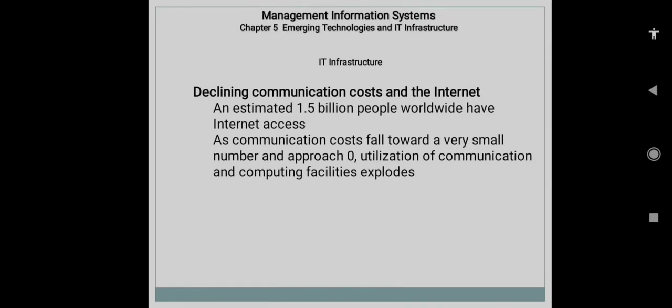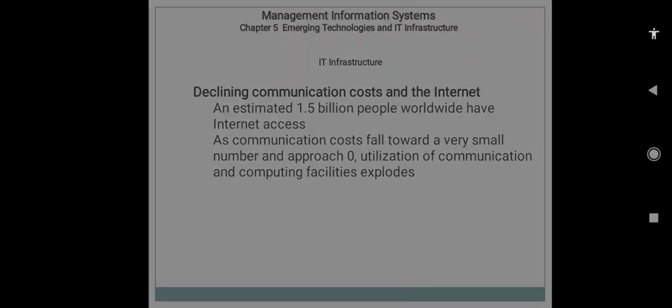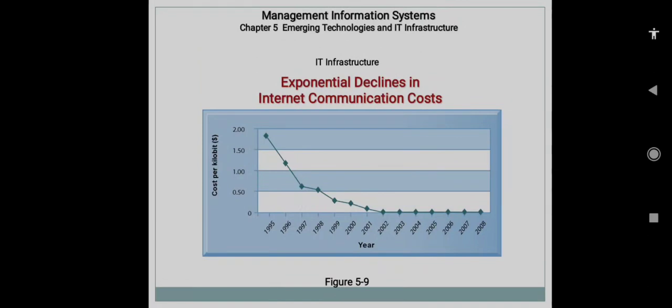Declining communication costs and the internet. An estimated 1.5 billion people worldwide have internet access. As communication costs fall toward a very small number and approach zero, utilization of communication and computing facilities explodes.